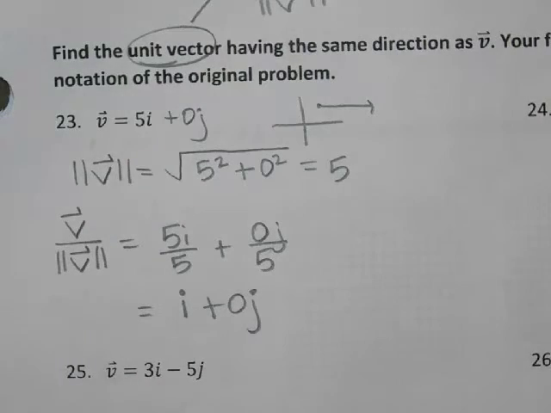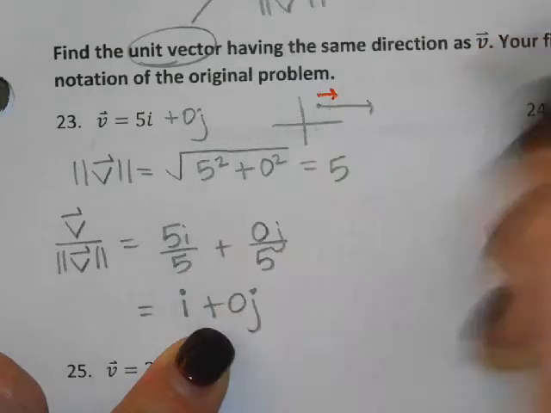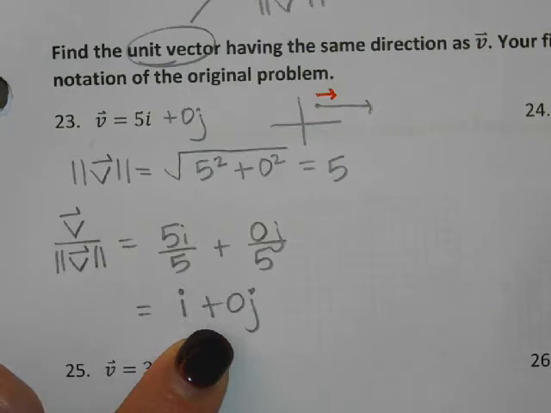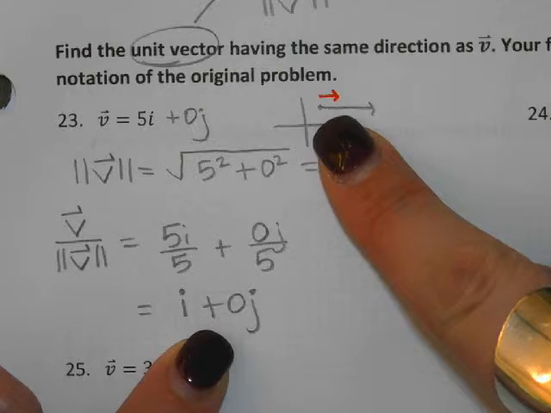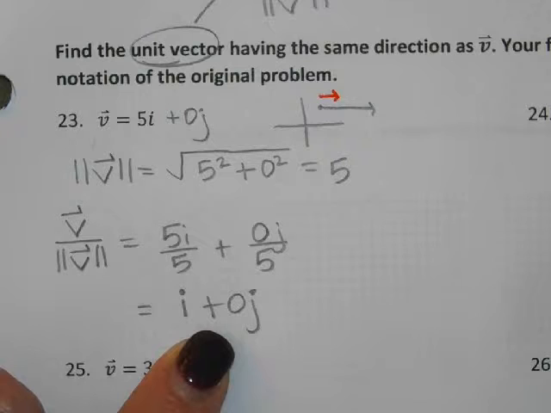And if I were to go and graph this, then it's a unit vector that's in the same direction as v. So you can see the angle is the same. It's still going towards 0 degrees, but now it's a length of 1 instead of a length of 5. That's what they mean by unit vector. You just made it short.